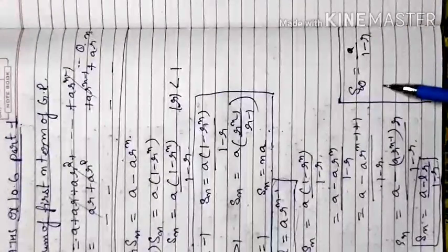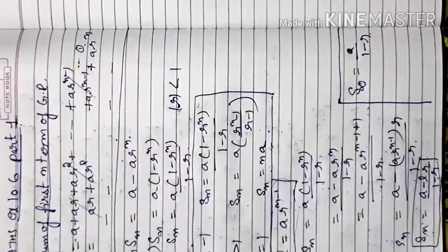And your sum of infinite terms formula is a upon 1 minus r. You only have to find the a and r values and substitute them in your question.